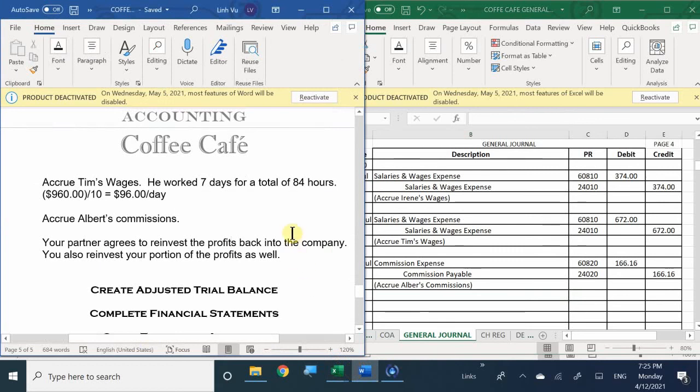Last but not least, we have this piece of information that when we actually computed this, in the scenario, Bob went into a partnership with another person. They came to an agreement and signed a contract, and now both partners agreed to reinvest all the profits back into the company. And again, Bob also reinvests his portion of the money.